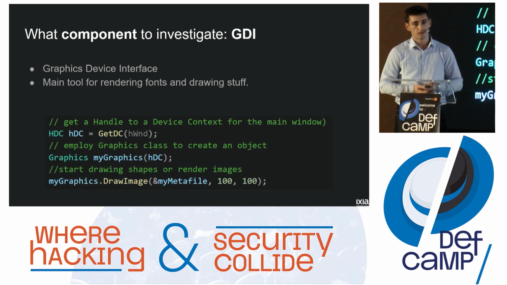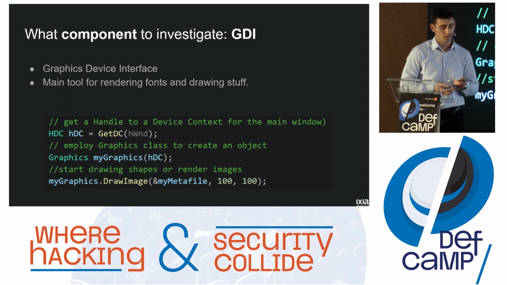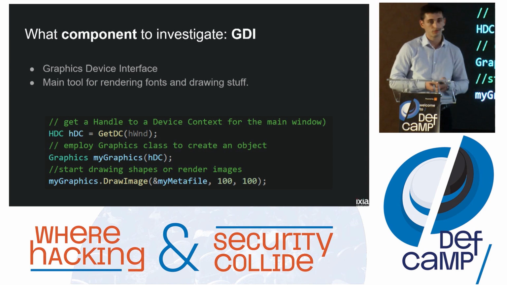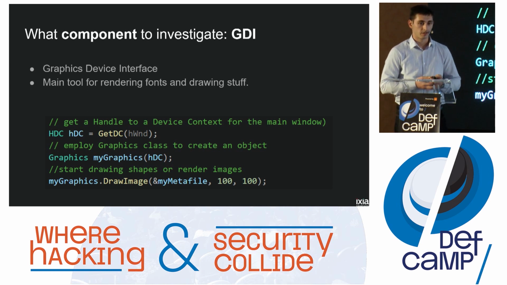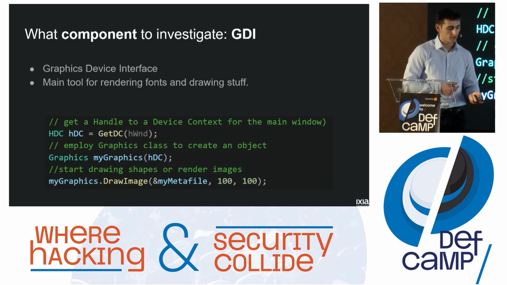GDI provides an application programming interface which you can use to do these kinds of operations. You just have to grab a handle to the window, which is called a device context. Then you will just do different kinds of operations, and that will get displayed on that specific window. For example, you can draw images, you can do rectangles, you can display fonts, as I said. What happens beyond the API? Let's see.